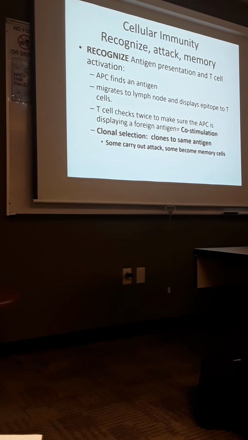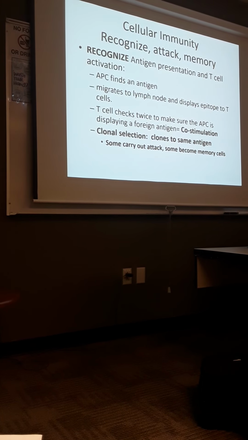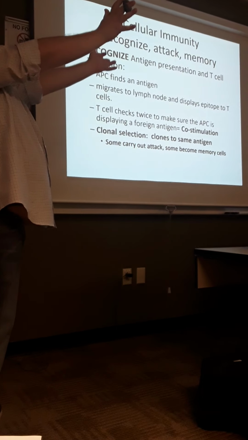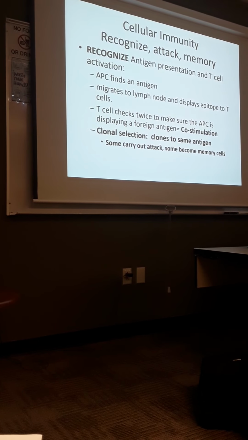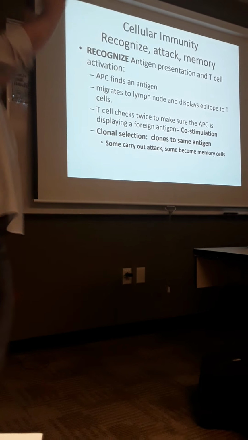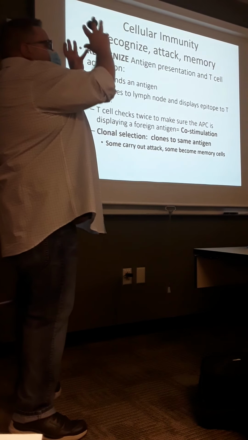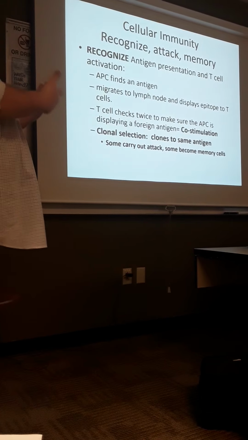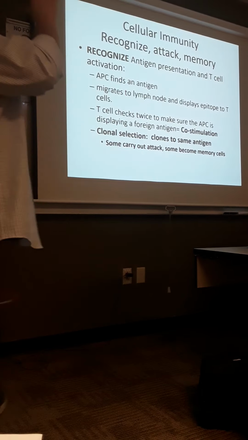So the infected cell, the antigen presenting cell, is going to find an antigen, it's going to process that antigen, and it's going to present the antigen on the surface of the cell. It's kind of like in Lion King, where he was kind of presented in the sky. It's the same kind of thing, where the antigen is presented on the surface of the cell. And then that antigen is processed and then recognized by the immune system. It migrates to the lymph node, displays the antigen to the T cells.